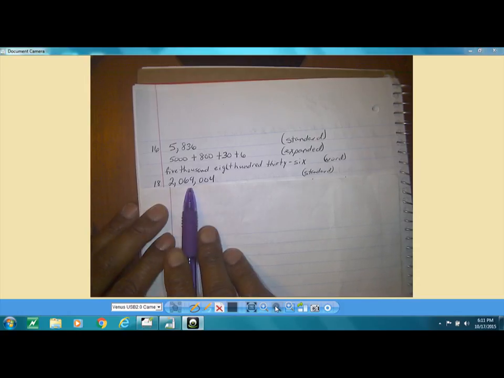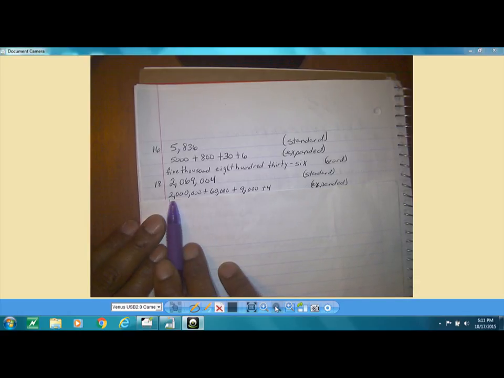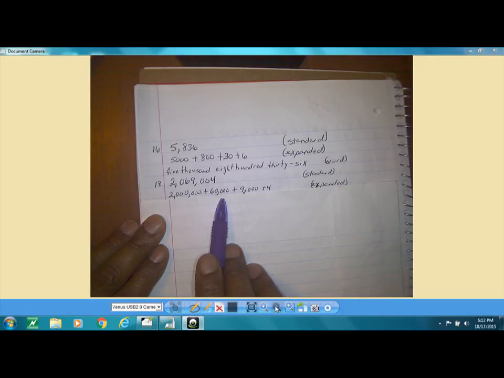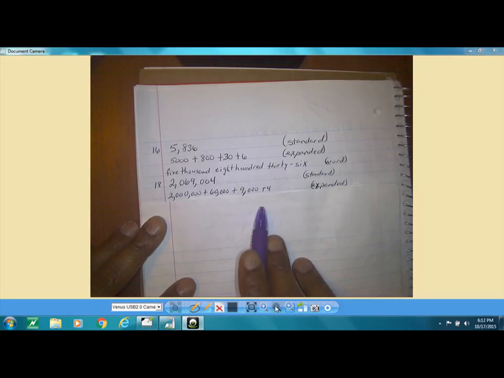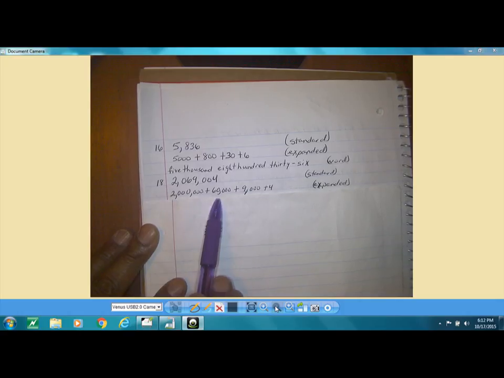Number 18 is asking that we do the same thing. We take that number, 2,069,004, which they give to us in standard form, and they want us to write it in word form. Well, first I wrote it in expanded form. 2 million plus 60,000 plus 9,000 plus 4. So far we have it in standard form, 2,069,004, and in expanded form, 2 million plus 60,000 plus 9,000 plus 4.